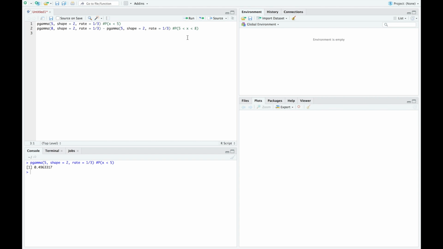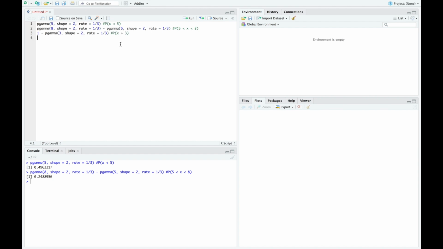The next thing I want to look at is a between probability. I want to look at the probability that my second occurrence occurs between 5 and 8 time units. So for that, I still use the pgamma command, and I do the larger minus the smaller. So in this case, pgamma of 8 minus pgamma of 5. My alpha value is still 2, and my lambda value is still 1/3. So the chance that the second occurrence occurs between 5 and 8 time units is going to be 0.2489 once I round.